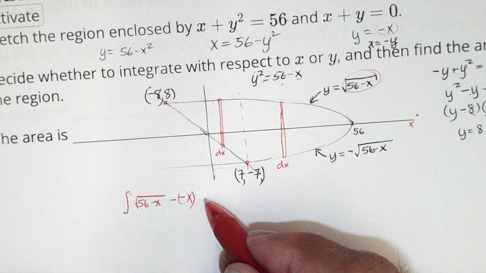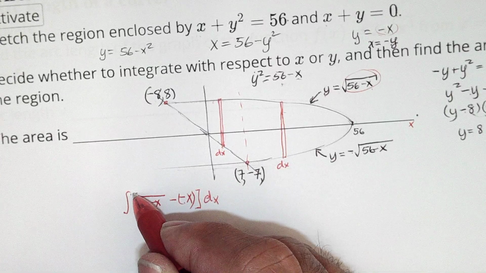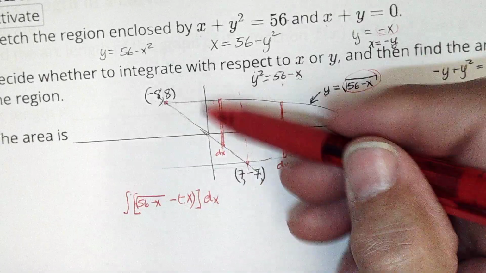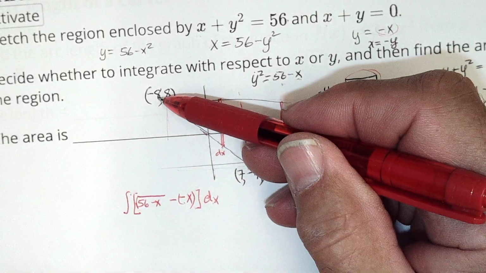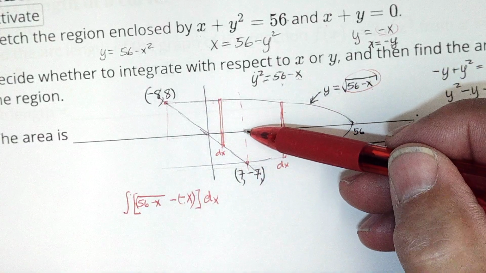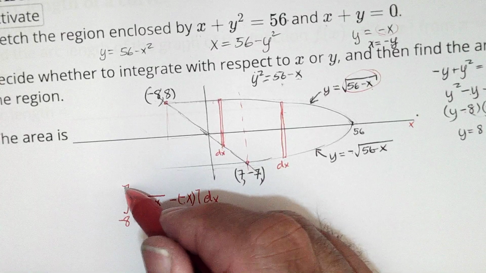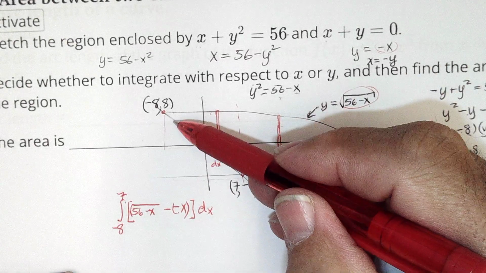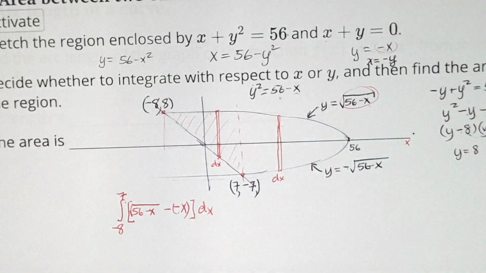Now I'm doing it in terms of x dx. And I'm integrating x, so x would start here, which was negative 8, and go up to 7. That would figure out that area.